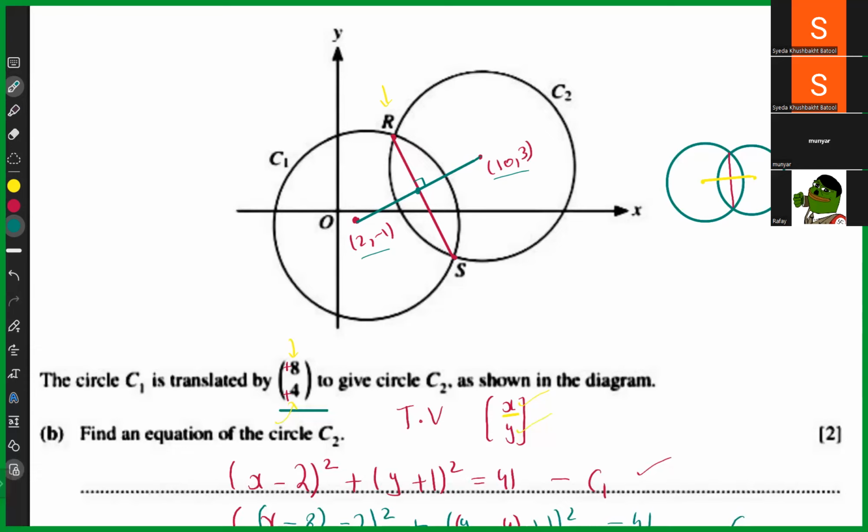Miss, if they ask for the coordinates of R and S, then we would use simultaneous equations, right? Yes, once we have the two equations, in that case, you'll have to use simultaneous equations in order to find R and S. Yes, that's right.